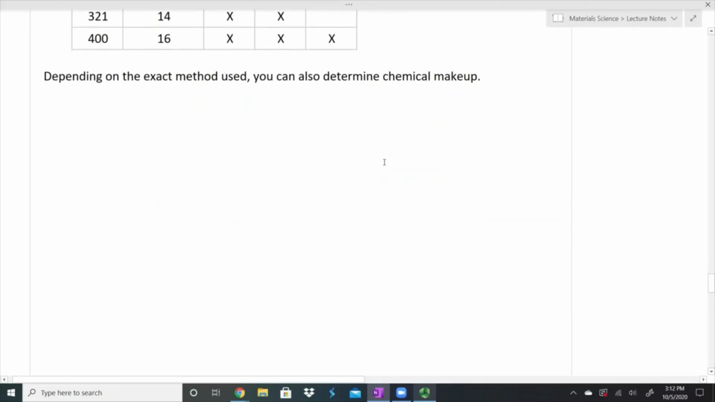All right, so depending on the exact method you use, and there's a lot of things you can do with X-rays, and depending on how you do it, you get different information out of it. You can even get the chemical makeup, using X-rays and a crystal to try to see what the actual elements are that make up the material.